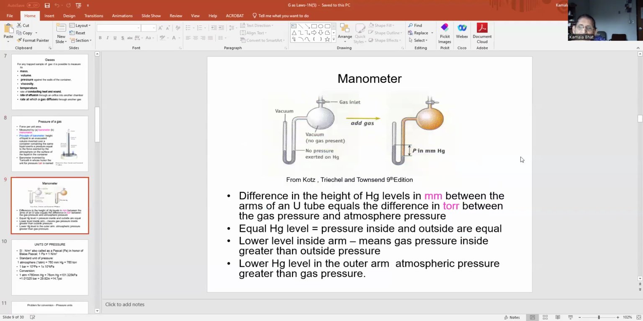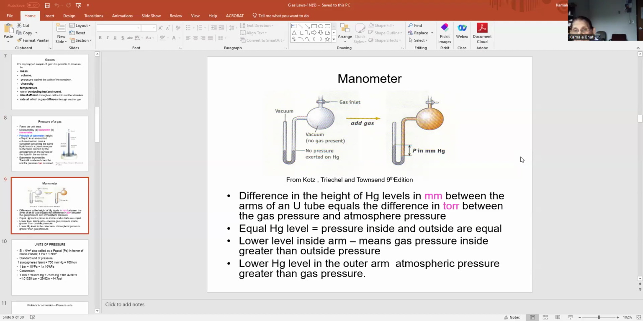Then the manometer is another method of measuring the pressure, and the concept is again the use of a difference in height to measure the difference in pressure. The difference in the height of mercury levels in mm between the arms of a U-tube equals the difference in torr between the gas pressure and the atmospheric pressure.